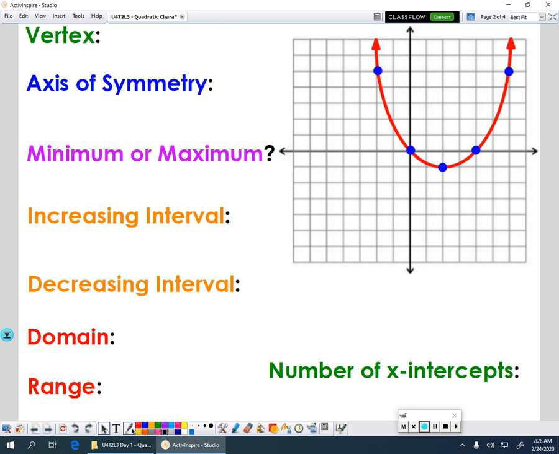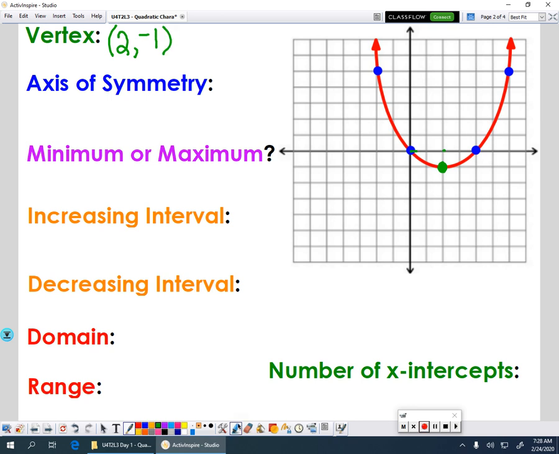So let's look at this graph over here. We want to label our vertex. When we're asked to label our vertex, what we're doing is writing the ordered pair of our vertex. This is my vertex here. So the ordered pair for this vertex, I'm going to go over 2 and down 1. So the vertex is at (2, -1).